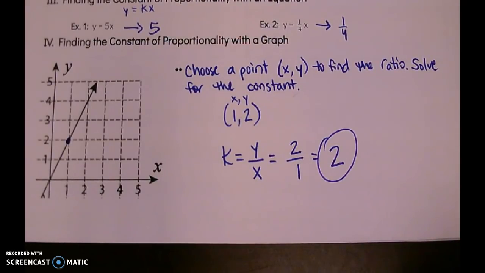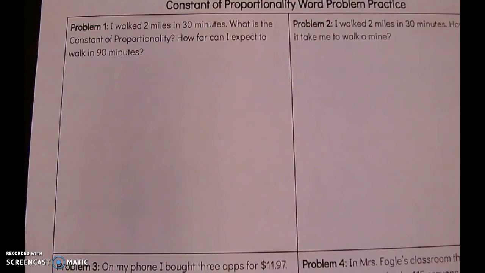Now, what I want you to do is flip on the back, and we're going to solve some practice word problems. Let's look at this first problem together. So it says, I walked 2 miles in 30 minutes. What is the constant of proportionality, and how far can I expect to walk in 90 minutes? So we have two questions here.